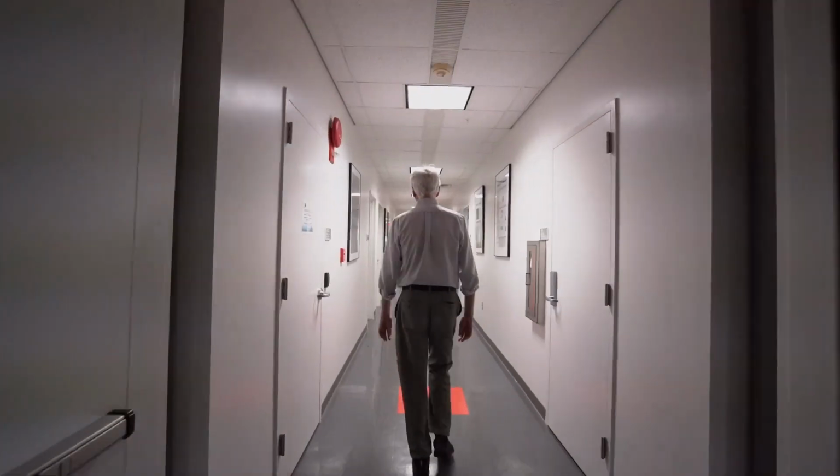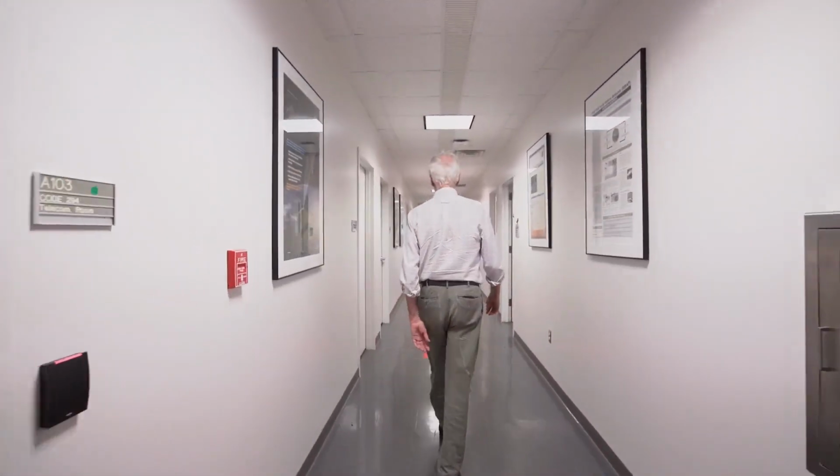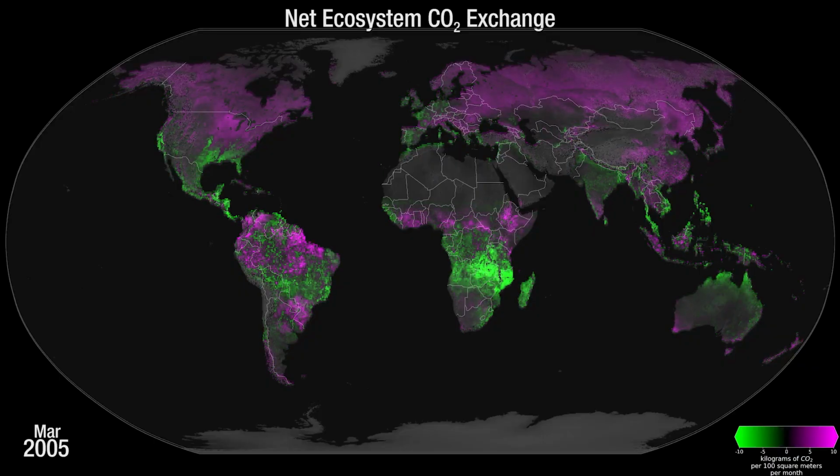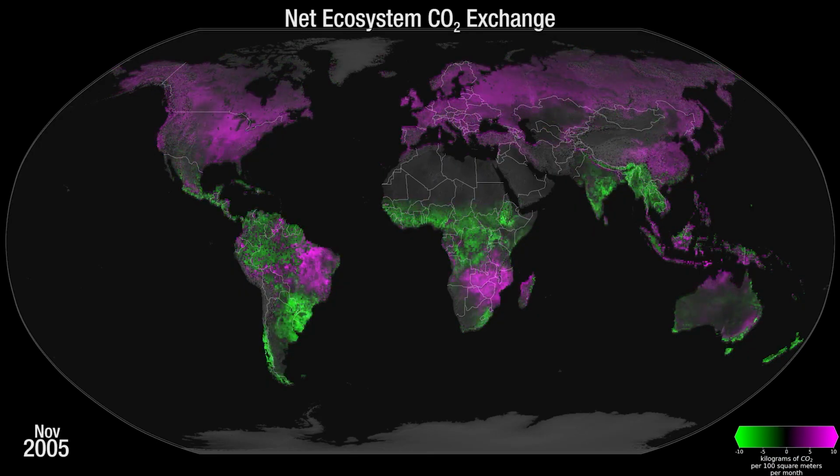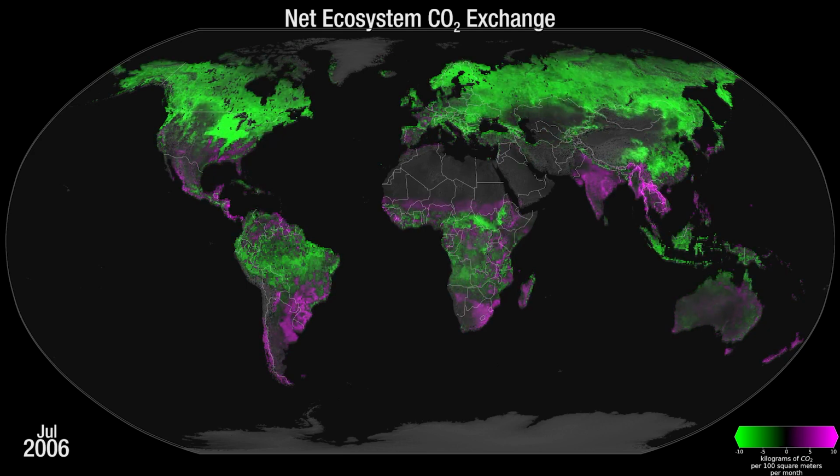My name is Compton James Tucker, and I am a scientist at the Goddard Space Flight Center. We're very interested to improve our knowledge of the carbon cycle globally. Where is carbon going in vegetation, and how long does it persist?